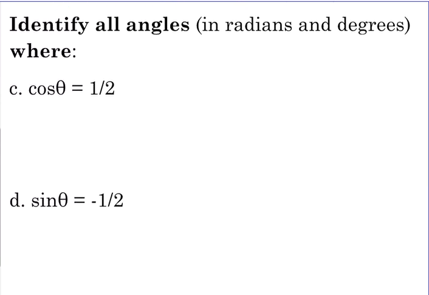Okay, let's look at this. Let's identify all angles. Let's use radians and degrees, just so that we continue to become familiar with the equivalency there, where the cosine is equal to 1/2. There's going to be more than one place. So the cosine, first thought we should be thinking is x coordinate. So I'm looking for places where my x coordinate is 1/2. What angles give me an x coordinate of 1/2? Start in the first quadrant. 60, okay, so we've got pi over 3 and 60 degrees.